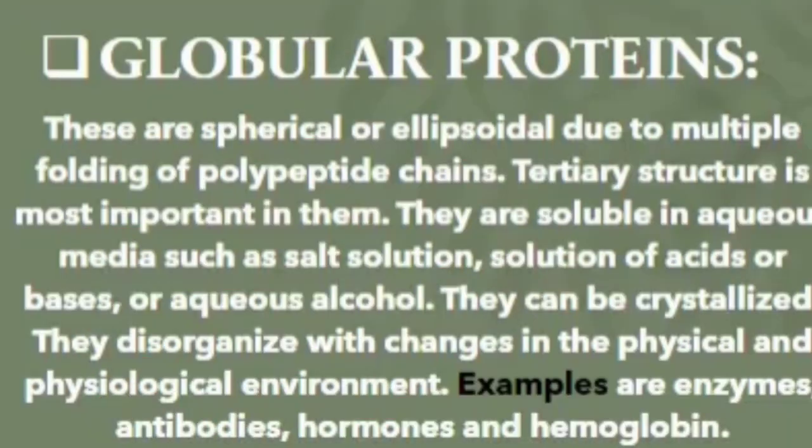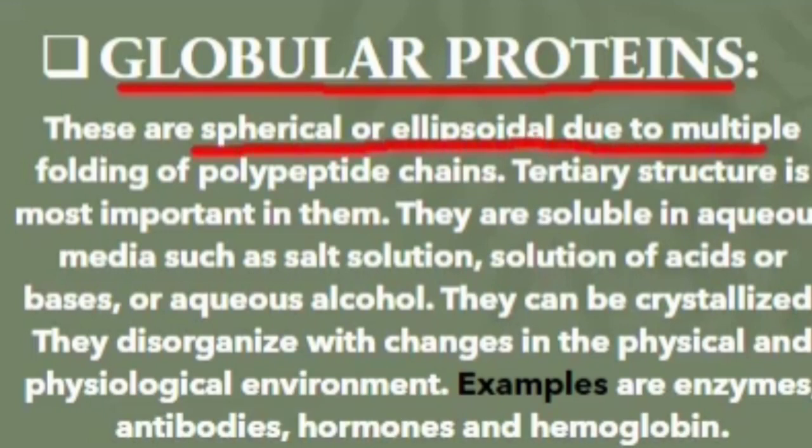The second type of protein is globular proteins. Usually they are formed in tertiary structure of proteins because they are globular in shape, and they are spherical or ellipsoidal due to multiple folding of polypeptide chains. Usually they look like a ball with many foldings in it, in spherical form. Tertiary structure is most important in them.